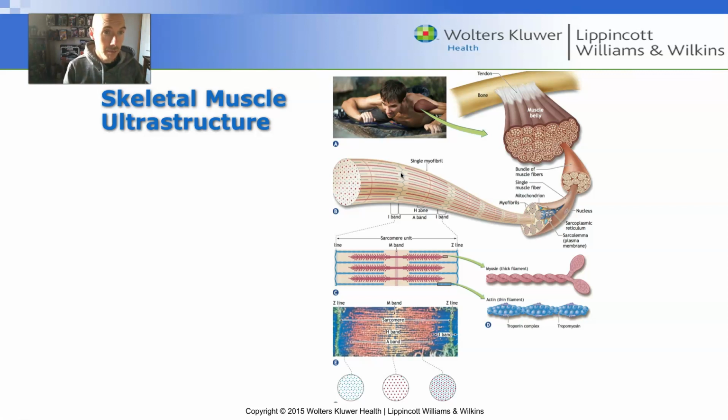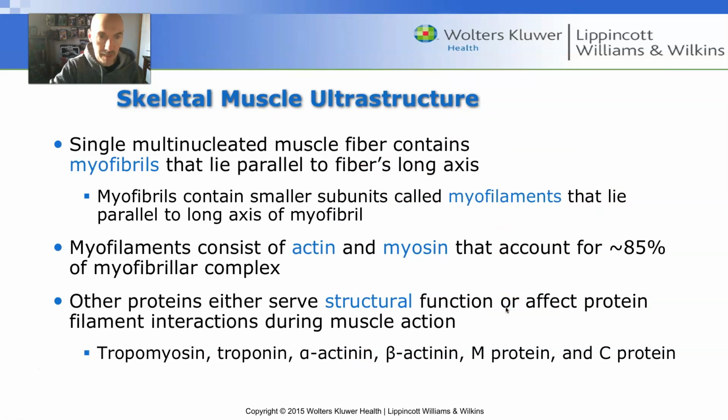Sarcomeres then are composed of these different contractile proteins, which we see described here. But let me jump back to the information slide just a second. Make sure I'm not getting ahead of myself, okay? So the myofibrils contain smaller subunits, again called the sarcomeres, which are composed of what are known as the myofilaments. The myofilaments refer to these contractile proteins, okay? The two major contractile proteins, or myofilaments, are actin and myosin, and these make up about 85% of this myofibrillar complex, as they refer to it there, okay?